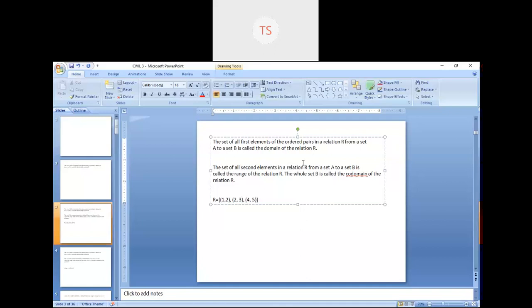Now, if you read this first line, it says the set of all the first elements. If you consider this relation R, what are the first elements for this relation R? The first elements, that means the first element of each ordered pair. What are the first elements? Can anyone give me the answer?